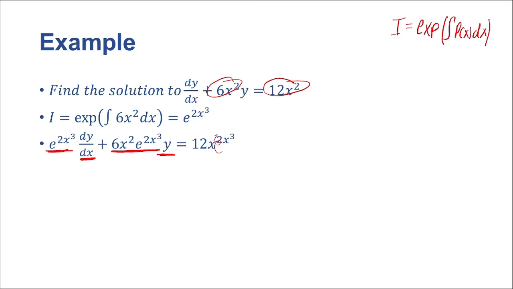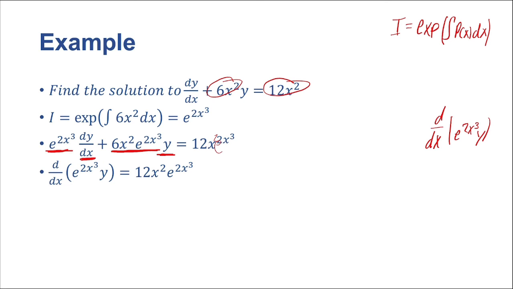So this is really going to be equal to the derivative of e to the 2x cubed times y, right? So that makes this all easier for us. So we get the derivative of e to the 2x cubed y is equal to 12x squared times e to the 2x cubed. So what we're going to do is integrate this expression. We can integrate this side easily because the derivative and the integral cancel out.